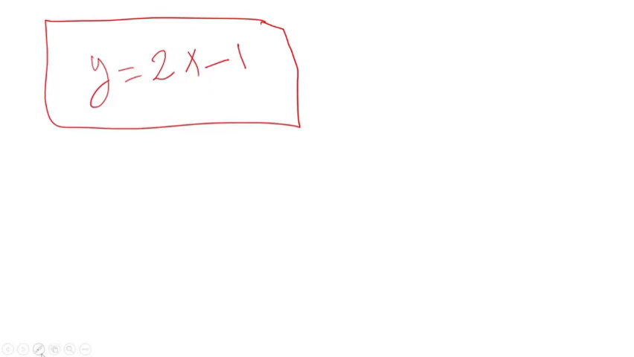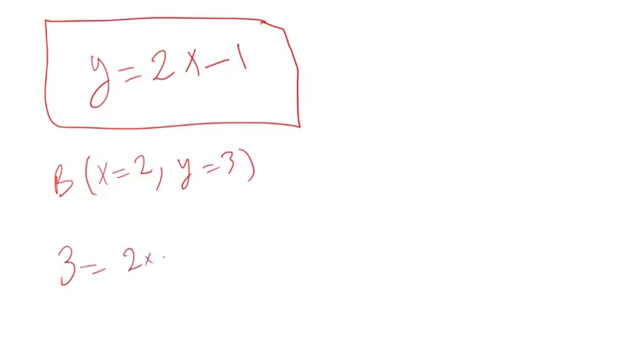Since this line passes through the point B, let's see if it satisfies this equation. So B has x equal to 2 and y equal to 3. Let's substitute the values of x and y of B in this equation. So 3 is equal to 2 times 2 minus 1. 2 times 2 is 4, minus 1 is 3. So they check, 3 is equal to 3.